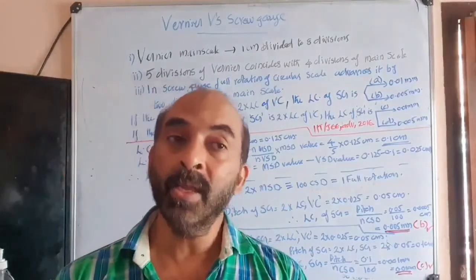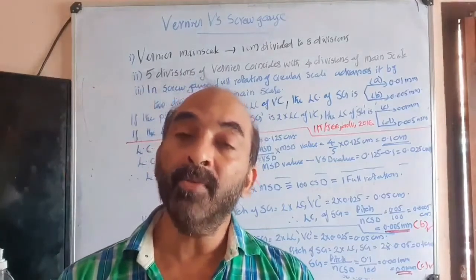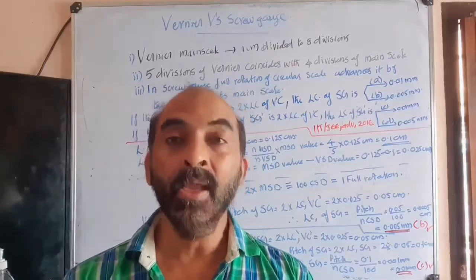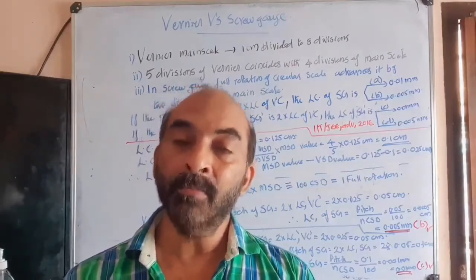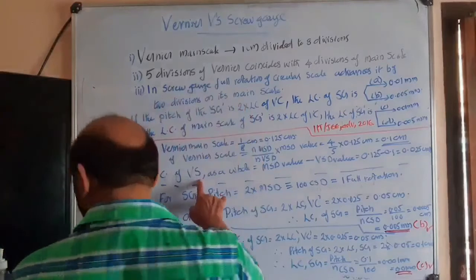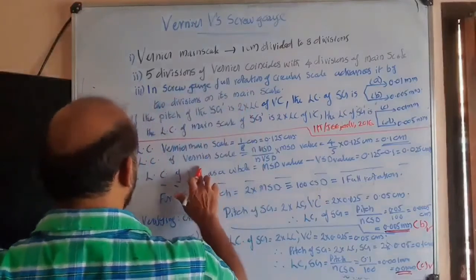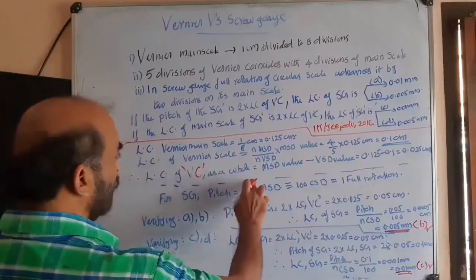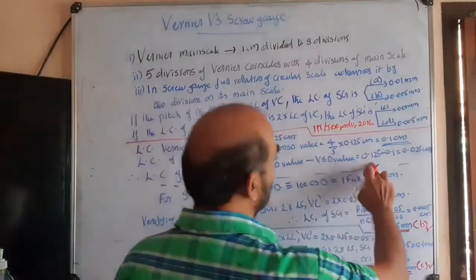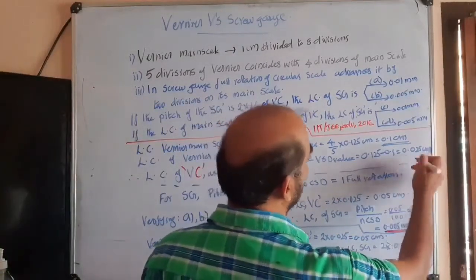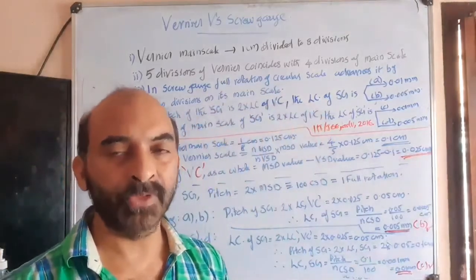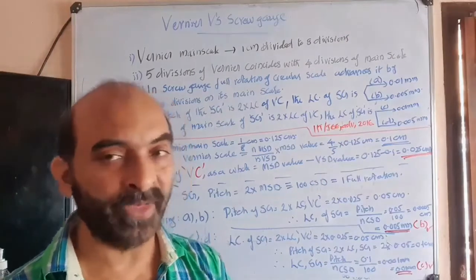Therefore, the least count of the vernier calipers as a whole, we know the equation: the value of one main scale division minus the value of one vernier scale division. So 0.125 minus 0.1 is equal to 0.025 centimeter. Let it be there. Now we proceed to think about the given screw gauge information.